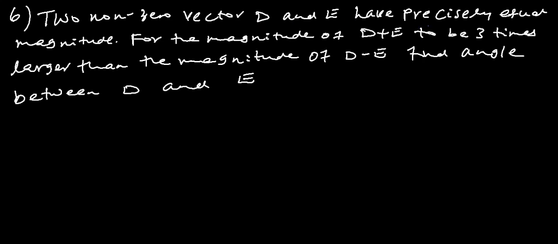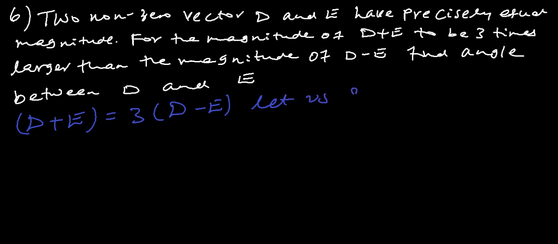Question number 6: two non-zero vectors D and E have precisely equal magnitude. For the magnitude of D plus E to be 3 times larger than the magnitude of D minus E, find the angle between D and E. So we have this form, so let us square it.